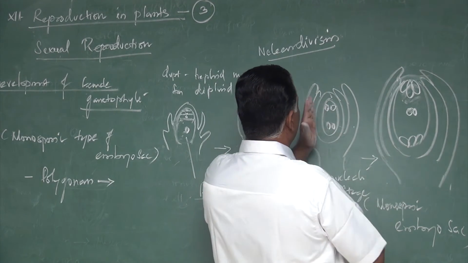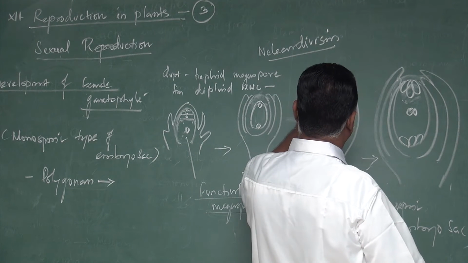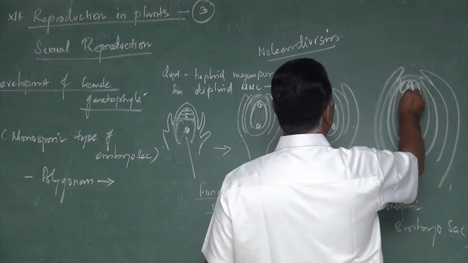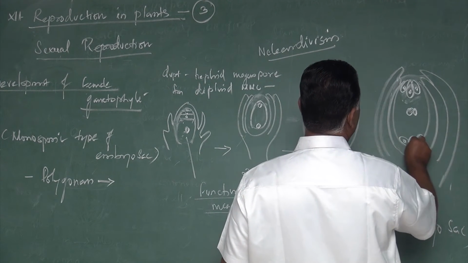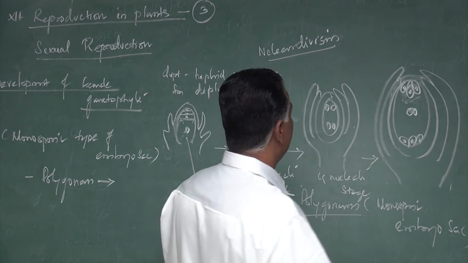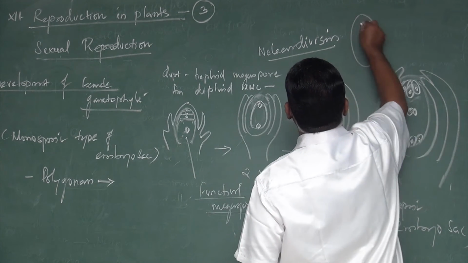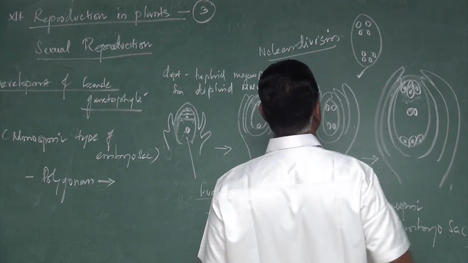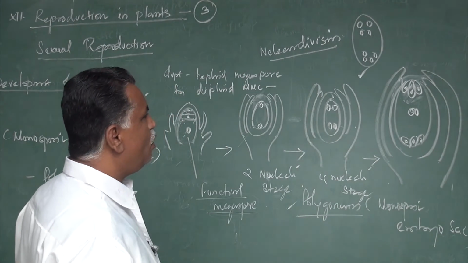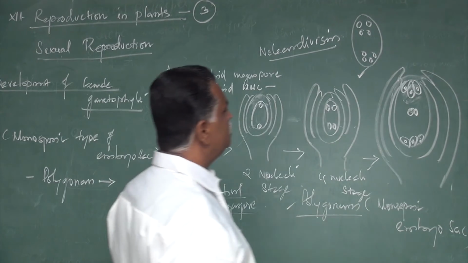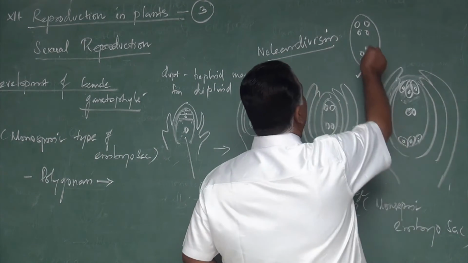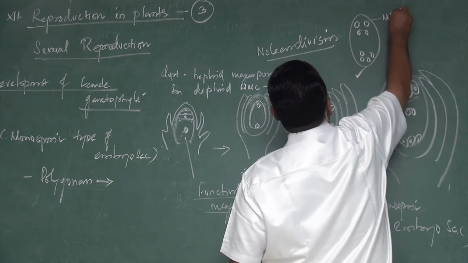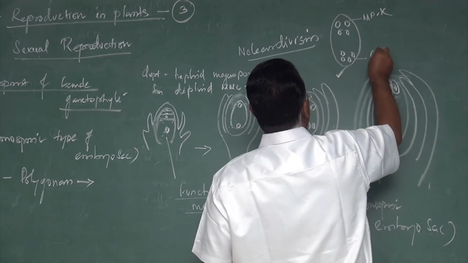Again, these 4 nuclei divide once mitotically and produce 4 at each pole. To understand clearly, 4 nuclei at each pole. This is called the 8 nucleate stage. What will happen afterwards? In this 8 nucleate stage, 4 are at the micropylar region, 4 are at the chalazal region.